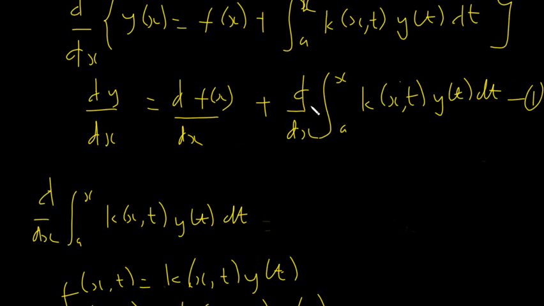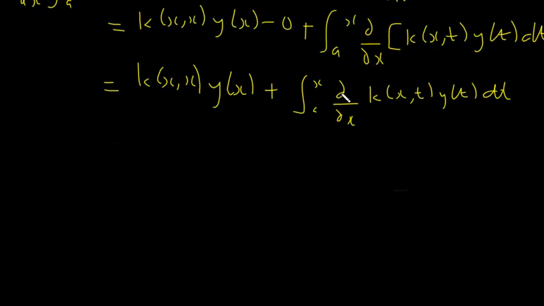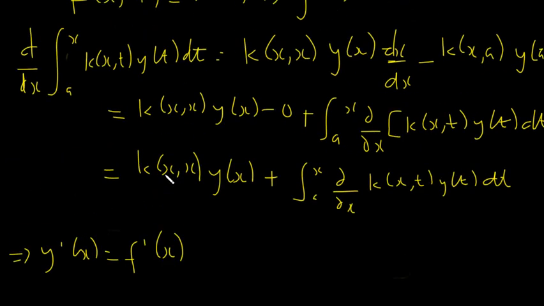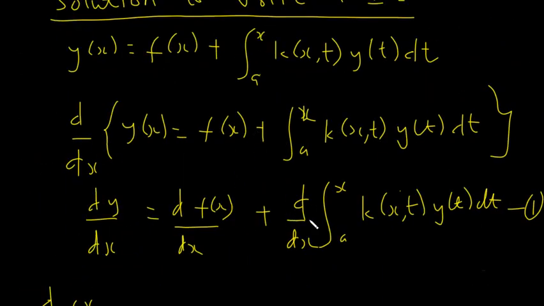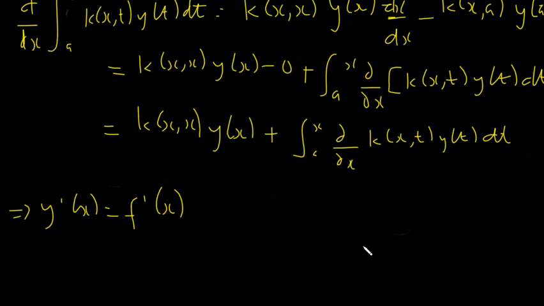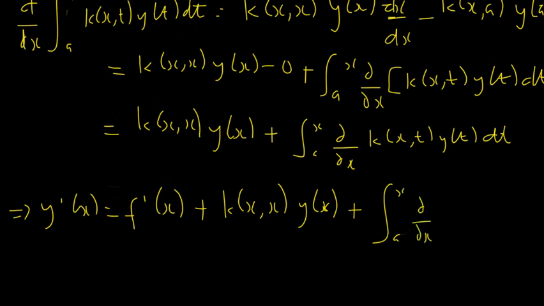So equation 1 then becomes y prime. This implies that y prime of x is equal to f prime of x plus the whole of this thing, which gave us k of x y of x plus the integral from a to x of del x k of x t y of t dt.